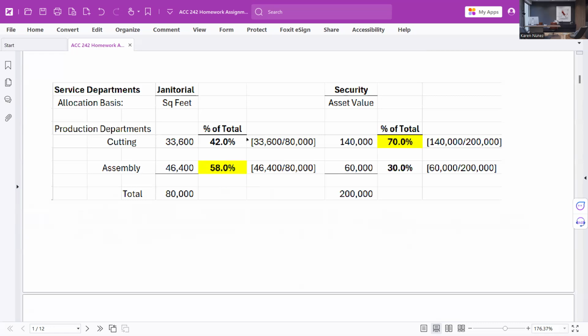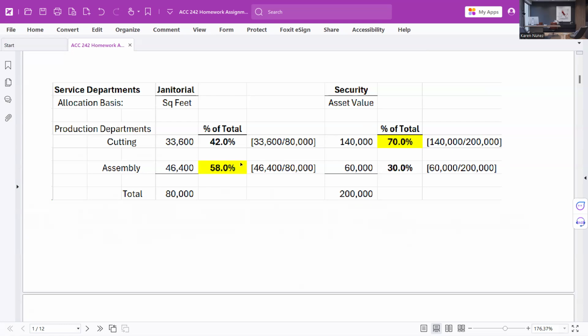So if we had the cost, we just multiply the actual cost times the percentage, right? So the amount of the janitorial cost that would go to assembly in this case would be 58%, right? The amount of the security cost that would go to cutting would be 70% based on asset value. 140 divided by 200, right, is 70%. 60 divided by 200 is 30%.